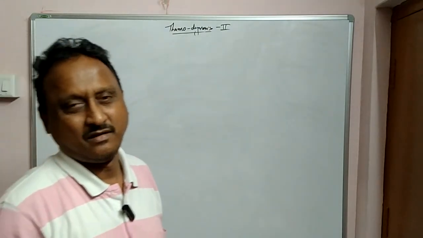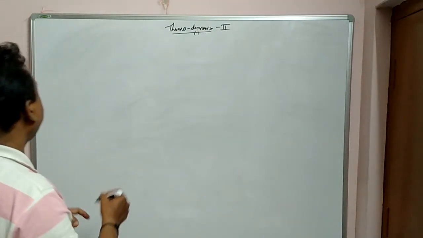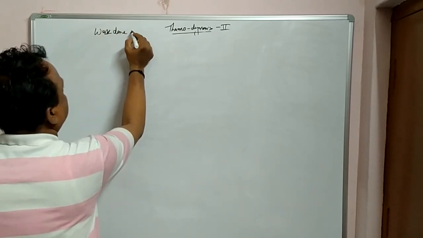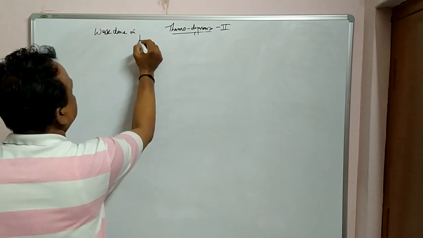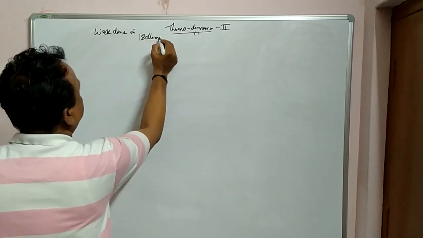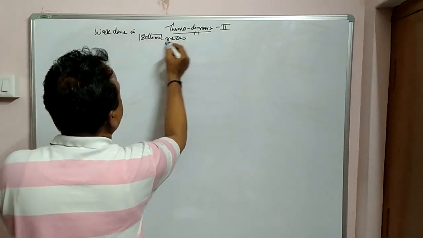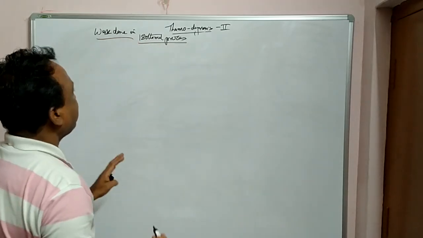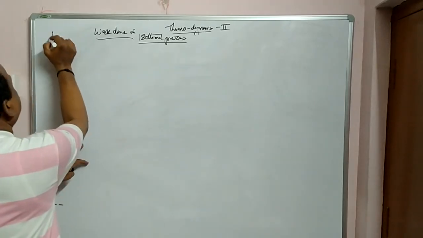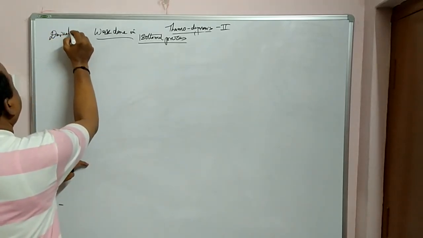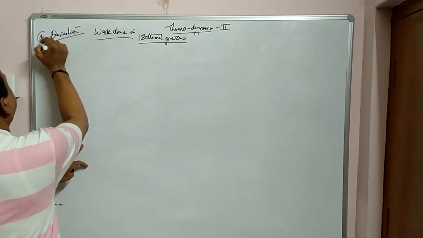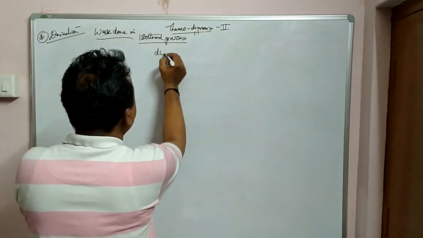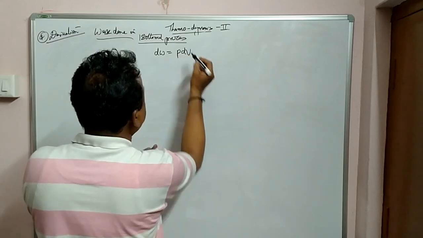Work done in isothermal process. ఇది రెగ్యులర్గా అడుగుతున్నాడు ఎగ్జామ్స్లో. Work done in isothermal process, that is nothing but in Boyle's law. Okay, so for that derivation is very important. Derivation, 4 marks derivation IP. So what I'll take is, we already know dW is equal to PdV.